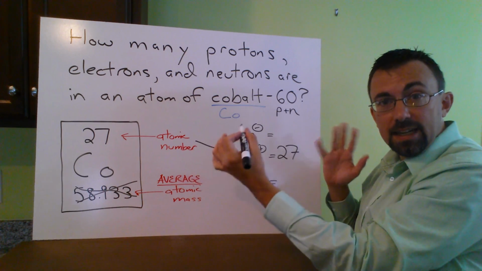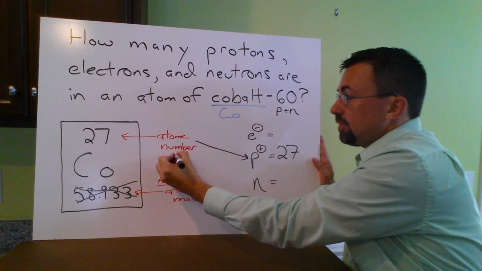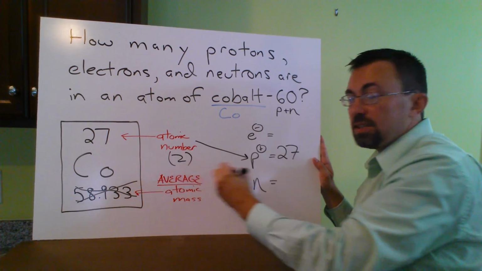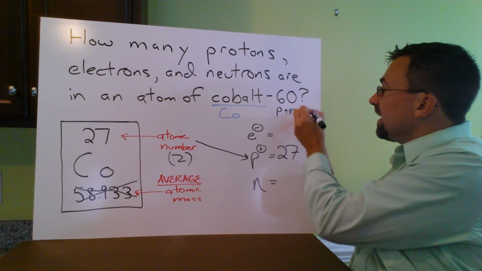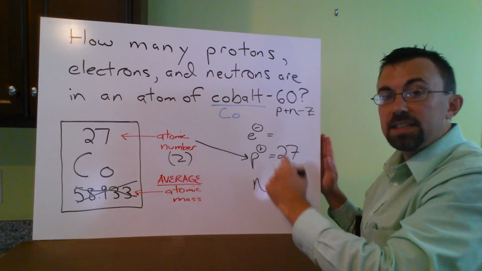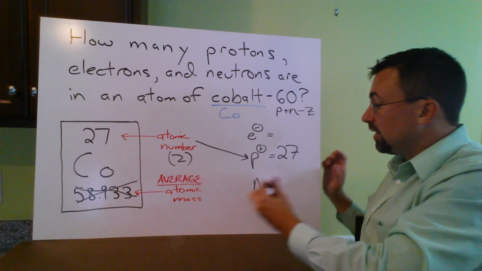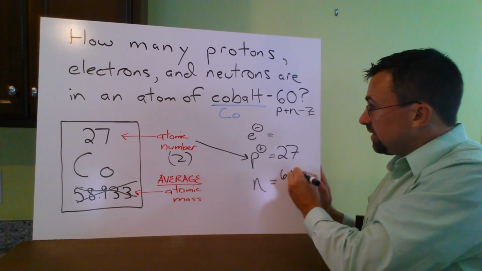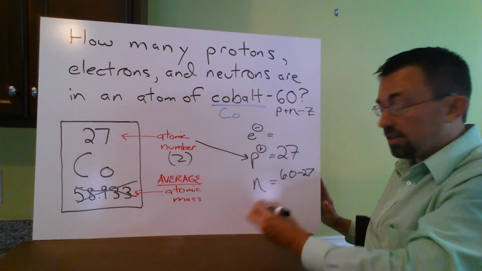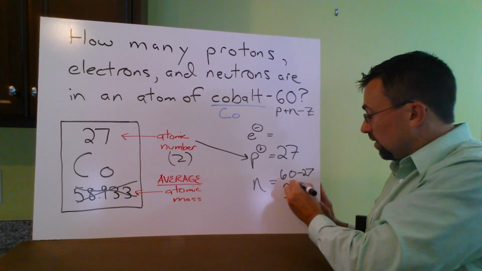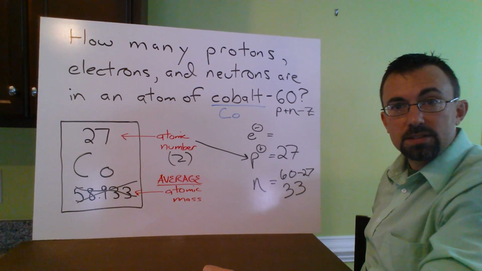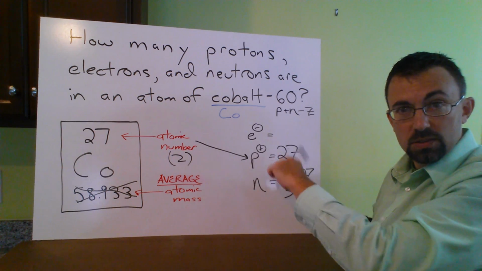So if we subtract out the atomic number, sometimes Z is our symbol here, if we take the mass minus that, that'll give us our number of neutrons. So if we do 60 minus 27, ideally without a calculator, we're left with 33 neutrons. And typically there are a few more neutrons than protons, so this makes sense.